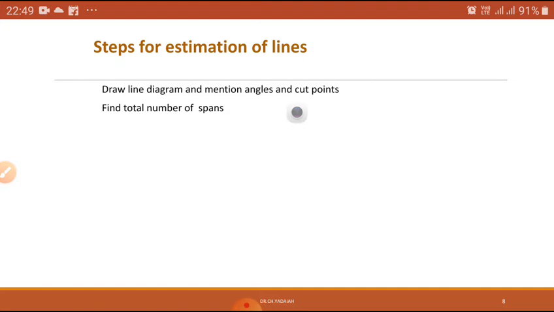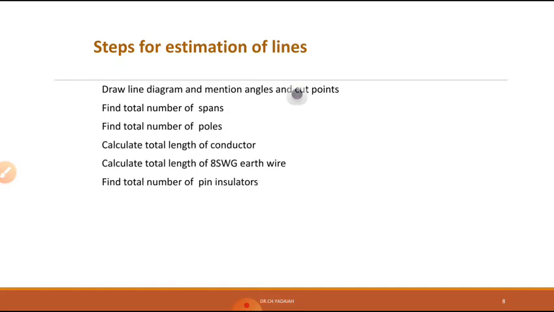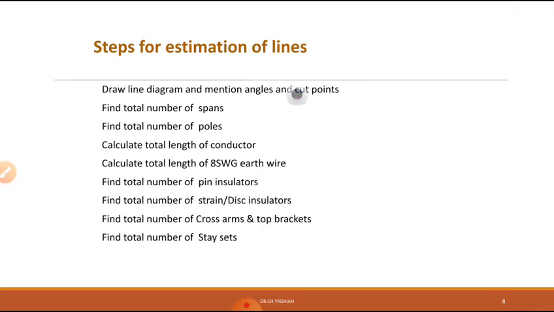After that, we are going to find the total number of stay sets. At the starting and ending, wherever you are going to use the shackle insulator, you can simply use the stay sets. In addition to that, as per IE rule, every fifth pole should be stayed. After that, you are going to calculate the earthing. So these are the steps, which we have already seen. Okay, now coming to the next, prepare the schedule. So what is the schedule?